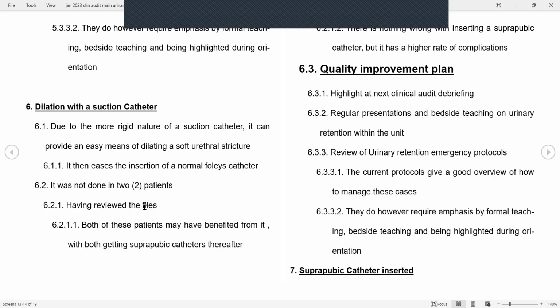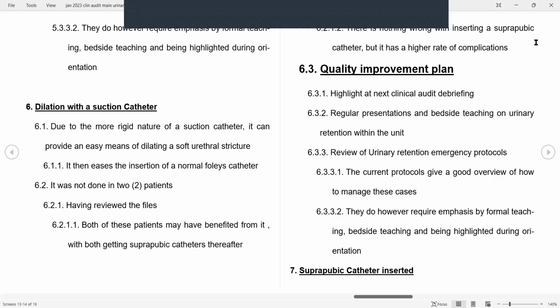Okay, so in 2 of our patients, they had this done. It was done very well. I saw the notes of the doctor who did it. Well, there were 2 separate doctors who did it, and they did it very well. And like I said, there's nothing wrong with it, but both these patients ended up getting a suprapubic catheter after, because they ended up having quite a few complications.